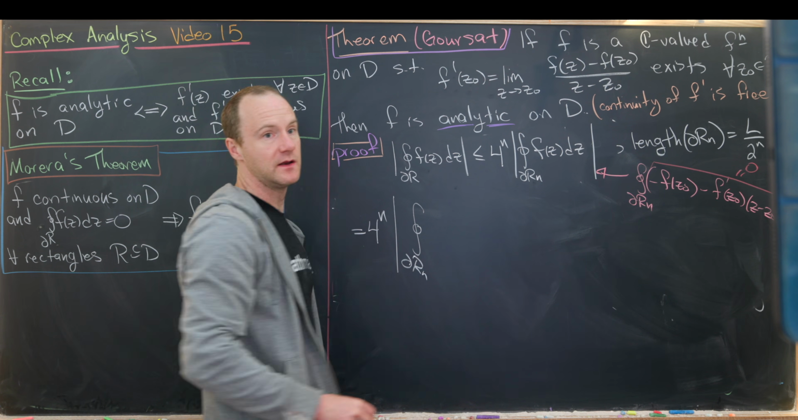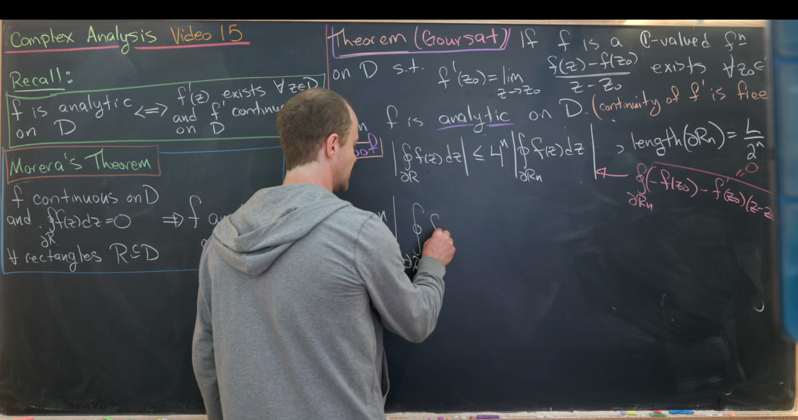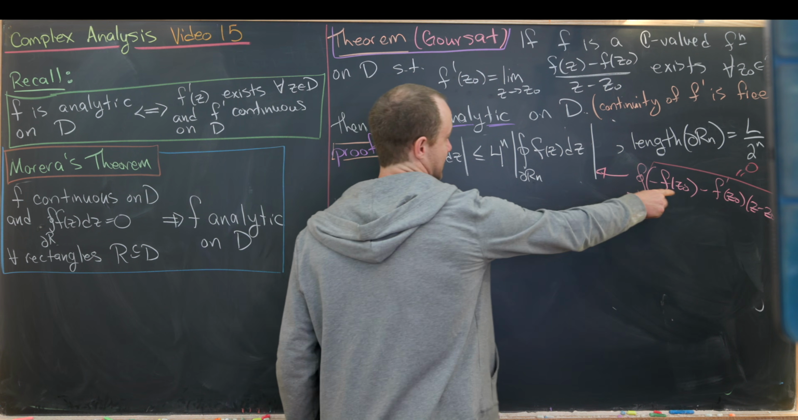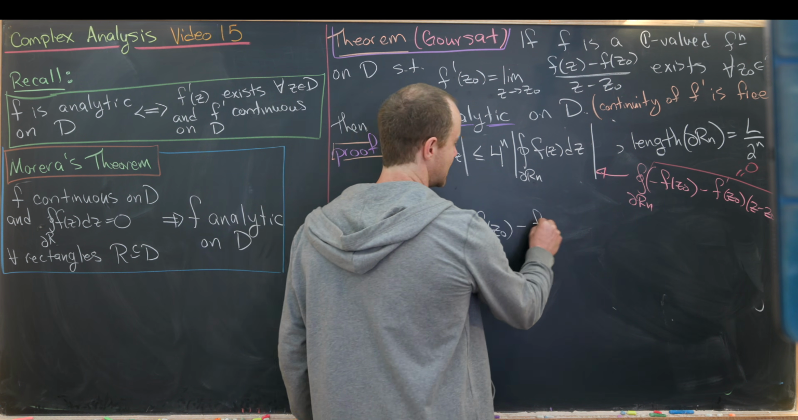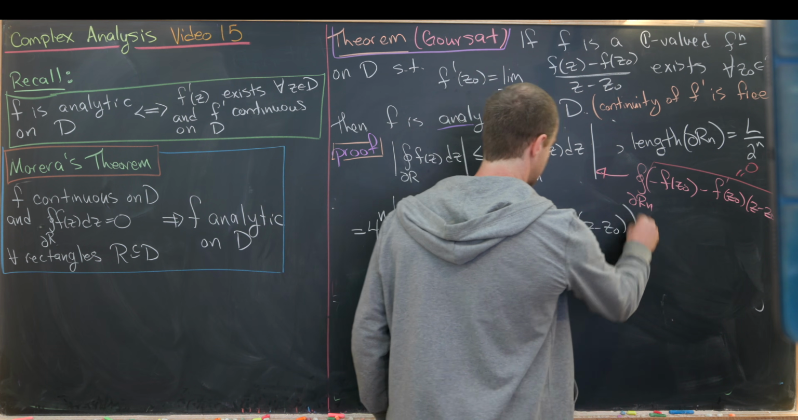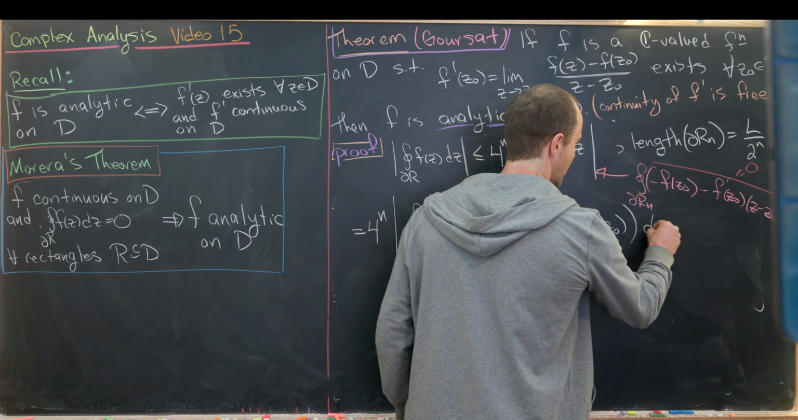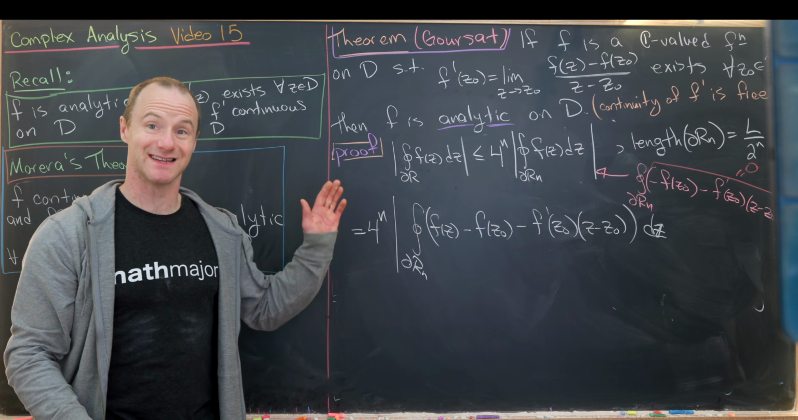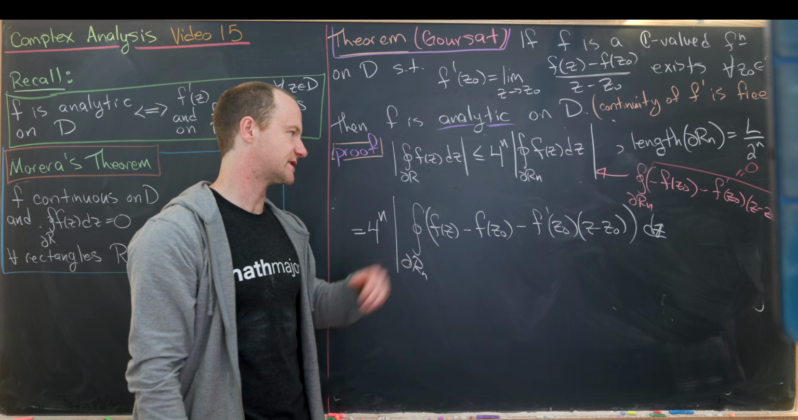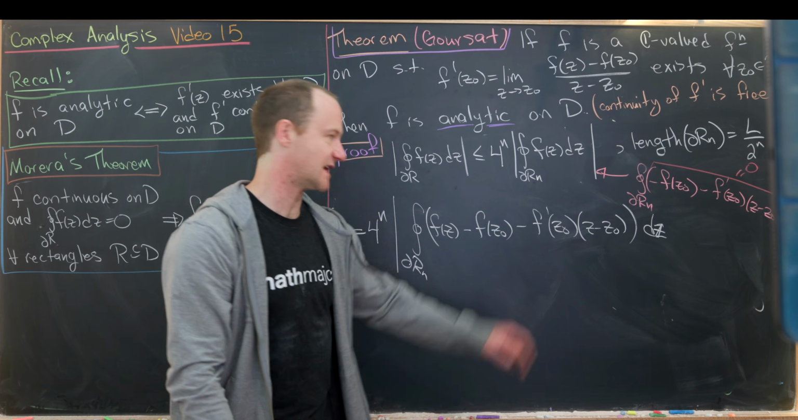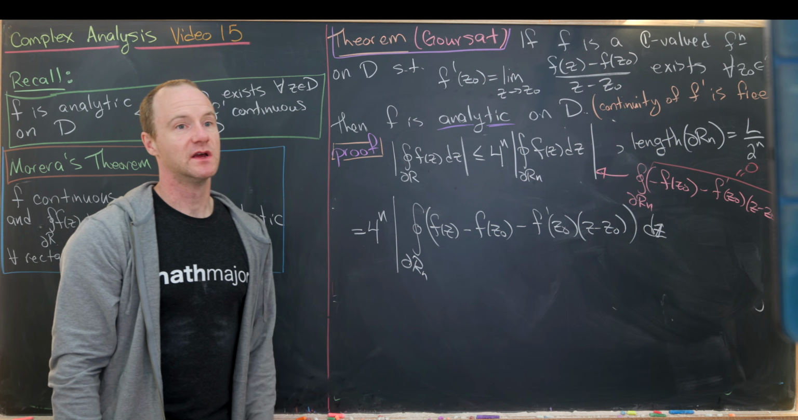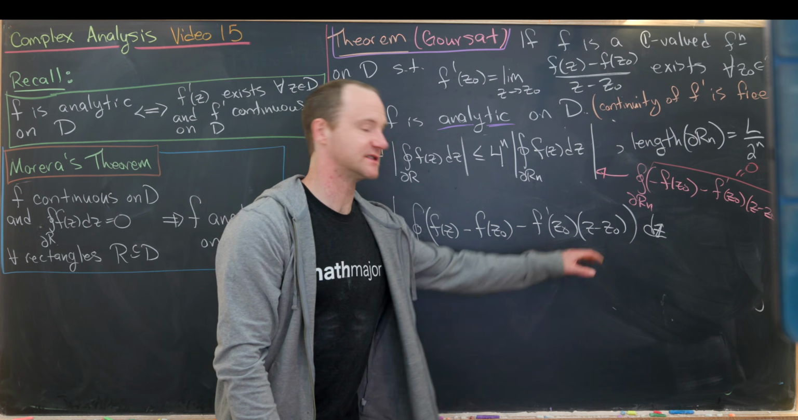of Rn of, so this is going to be f of z minus f of z naught. So that's the thing that we're adding in. And then minus f prime of z naught times z minus z naught dz. The important thing here is that f of z naught is a constant. So the integral, and a constant function is analytic. Likewise, f prime of z naught is a constant. So we have a constant times an obviously analytic function because this is a polynomial.